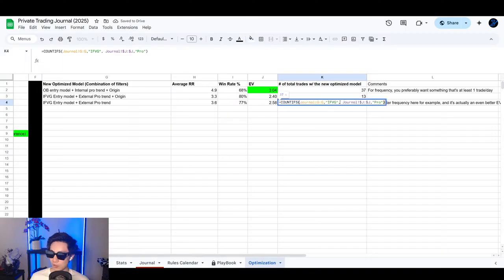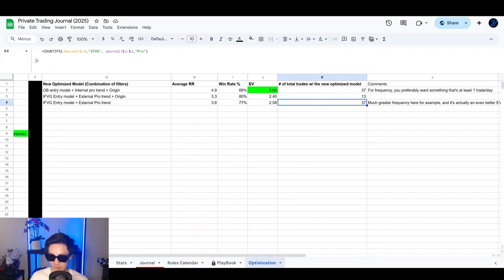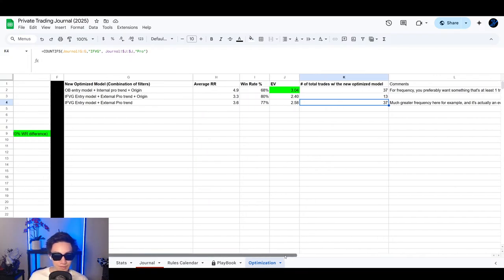even though it has more trade frequency, 37 trades this time. So 37 trades taken out of the 94, which is now much better. Has almost half the trades taken now. So great, right?